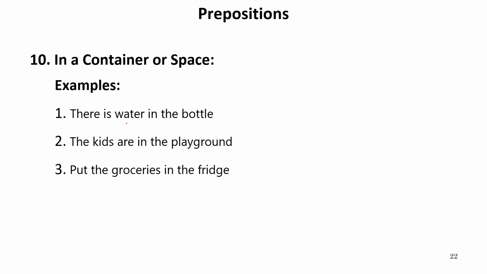In a container or a space. There is water in the bottle. So water is in the bottle, so that is a container of something. So we are using in. The kids are in the playground. Put the groceries in the fridge. So when we show the space or the container for something, we can use in.